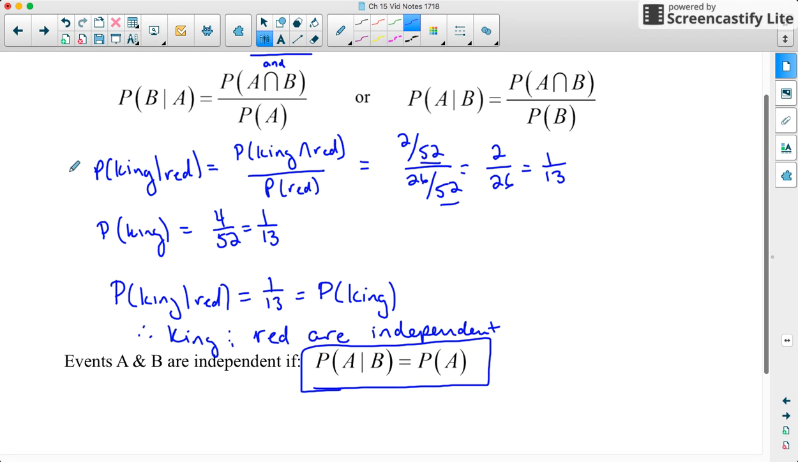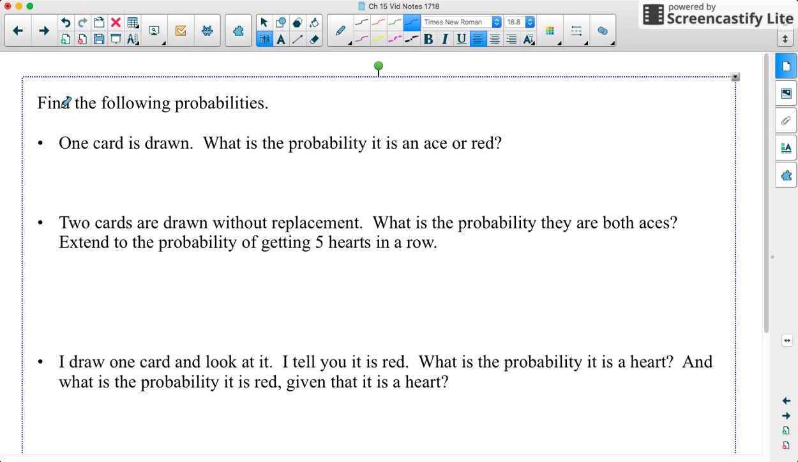This is what I would have to show. First, king given red is 1 out of 13. Then the probability of king is 1 out of 13. And then they are equal. And that would be how we would show if they are independent or not. So let's use our new knowledge to see if we can do a couple practice problems here. I'll do a couple of these, and then you can fill in the rest.